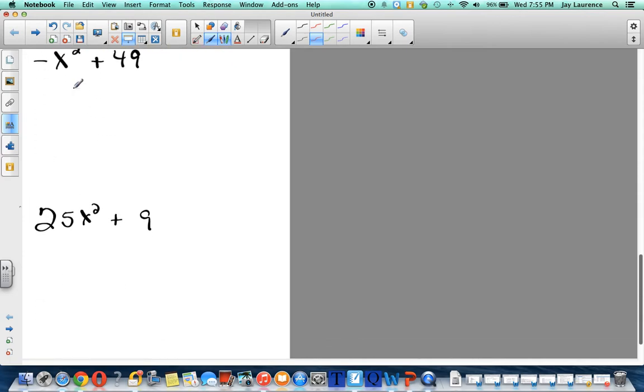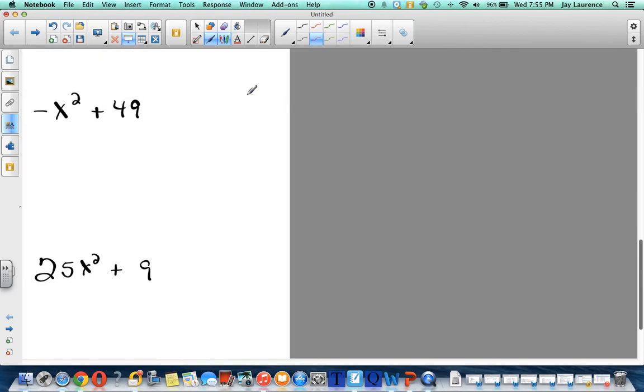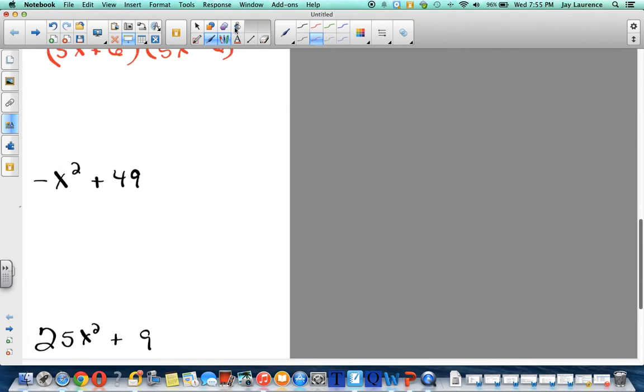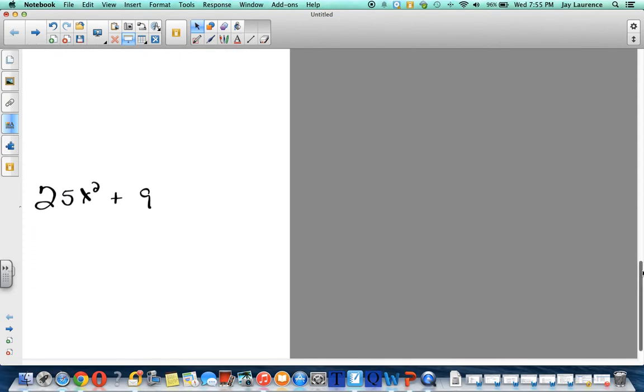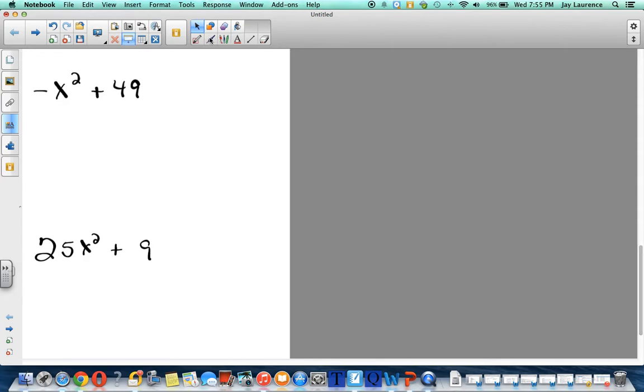So, how about this one? The negative x squared plus 49. Is it a subtraction problem? Some of you don't think it is, and I disagree with you. Some of you say, well, I guess it could be subtraction if I rewrote it. And how would you rewrite it? Oh, you might rewrite it like this. 49 minus x squared, right?